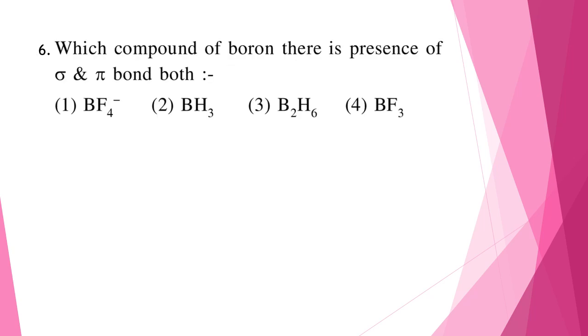Question 6. In which compound of boron is there presence of both sigma and pi bond? You should remember that in BF3 there is both sigma and pi bond, and this pi bond is in resonance. So as you can see, the correct answer here will be option number 4.